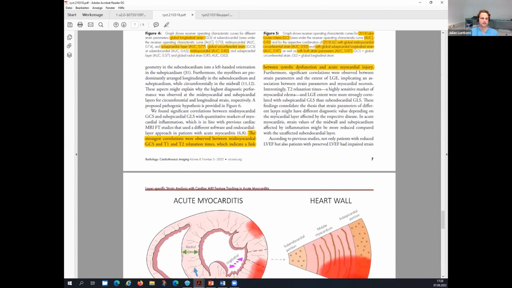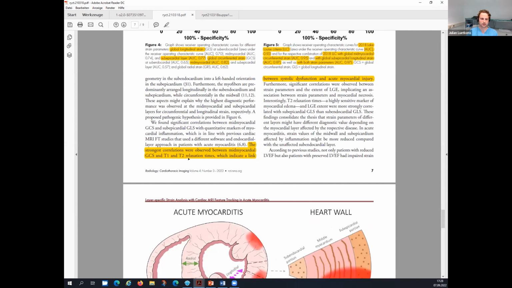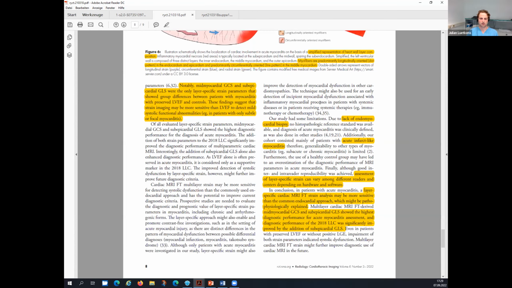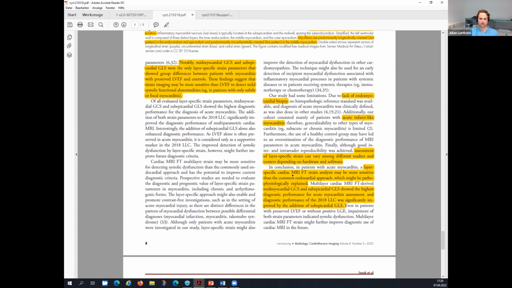layer-specific strain analysis. We also observed correlations between circumferential strain and markers of inflammation and edema, which indicate a link between systolic dysfunction and acute myocardial injury. So we concluded that layer-specific cardiac MRI feature tracking strain analysis might be more sensitive than the common endocardial approach, which might be pathophysiologically explained. So thank you very much.